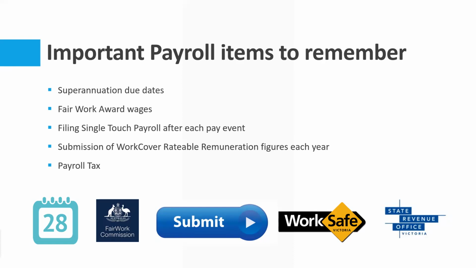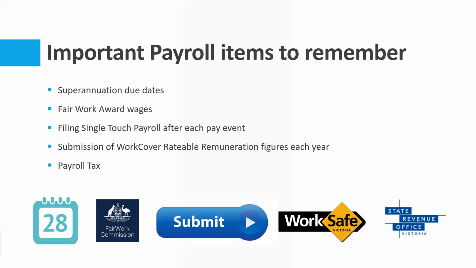With the introduction of STP, the ATO is now more focused than ever in ensuring that employers are up to date with this obligation. We have certainly seen in the past 12 months an increase in audit activity in this space. Superannuation is due quarterly by the 28th of the month following quarter end.